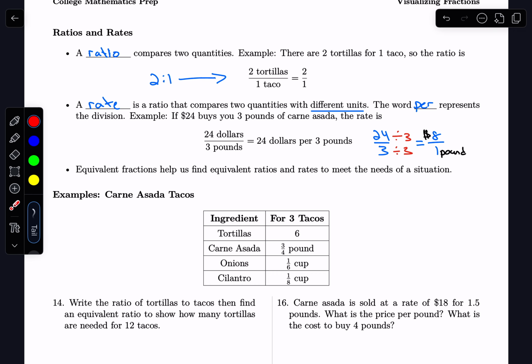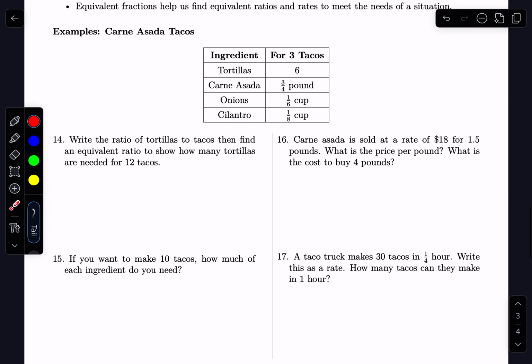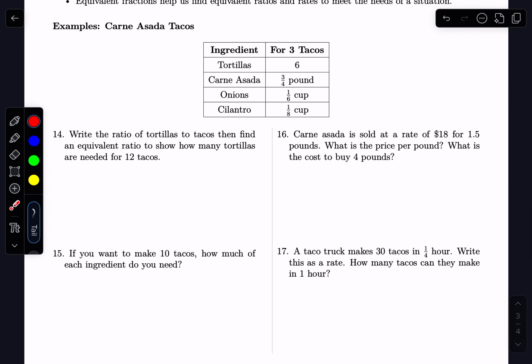So now we're going to do a couple manipulations with some numbers here. So in this table, we have that for 3 tacos, we need 6 tortillas, 3/4 pounds of carne asada, 1/6 cup of onions, and 1/8 cup of cilantro. Number 14 wants us to write the ratio of tortillas to tacos, then find an equivalent ratio to show how many tortillas are needed for 12 tacos.